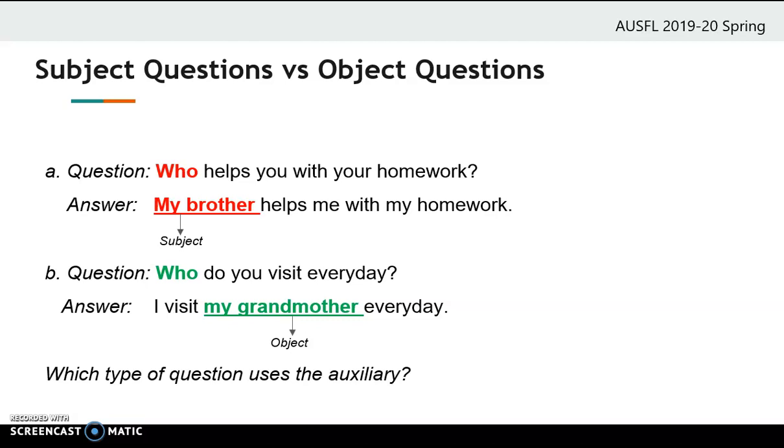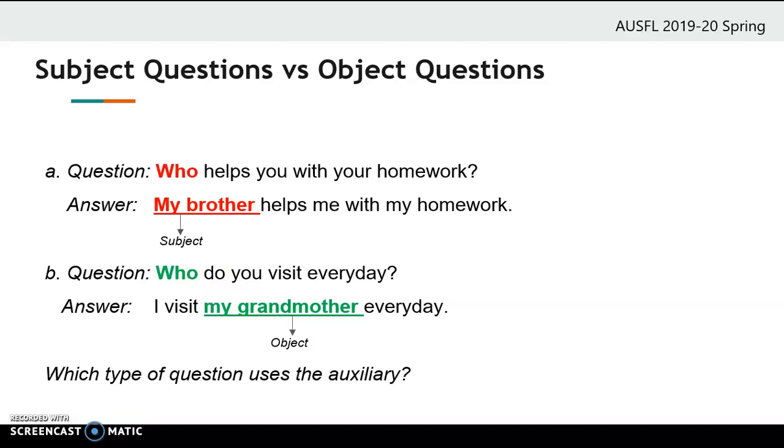And question B. Who do you visit every day? I visit my grandmother every day. This is an object question. In this question, you is the subject, and we are asking for the object. Who do you visit? I visit my grandmother.